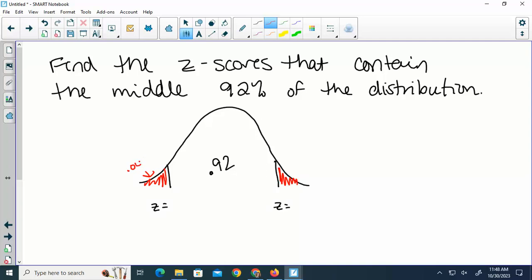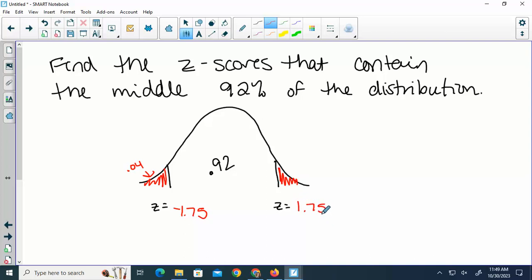So this is 0.04. So if you look up on your table, if the probability is 0.04, so that is the number inside the table. Closest we can get to 0.04 is 0.0401. It's a negative 1.75. So what's this number going to be? How do you know that?